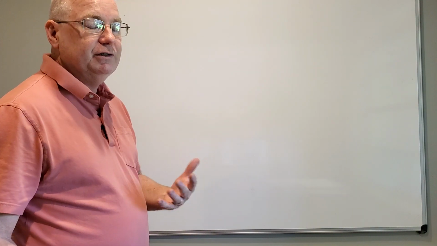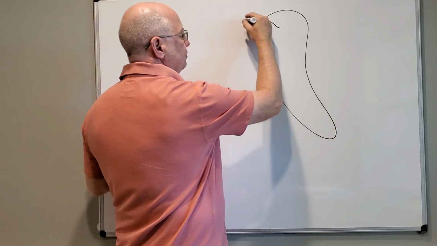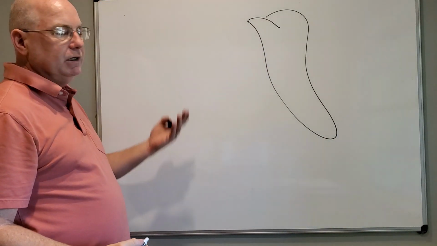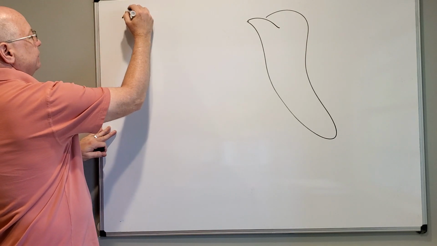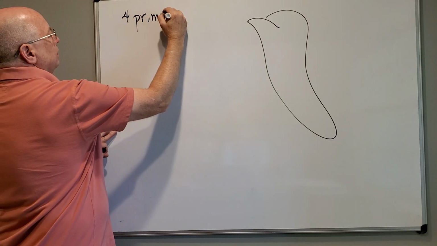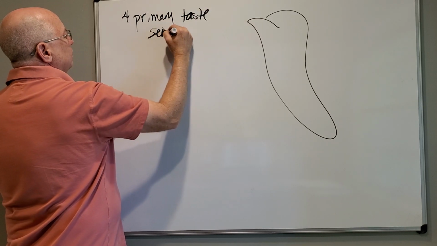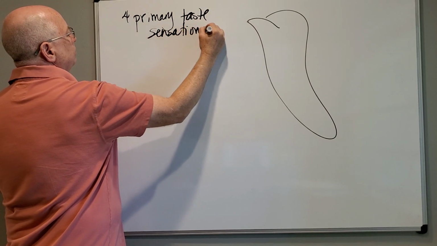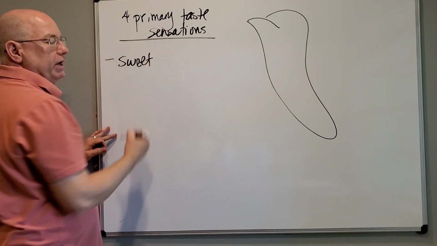There is a geography to the tongue in a different sense, in that the location of these papillae is very specific. Okay, so if we were to look at a giant tongue here, you would realize that the 4 primary taste sensations, we're going to list them, and then we're going to talk about some others. The 4 primary taste sensations. The first one is sweet.